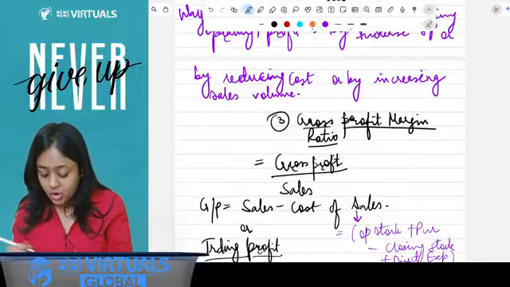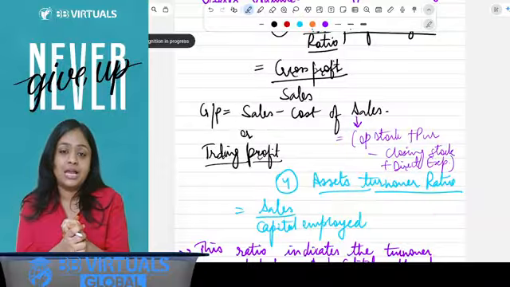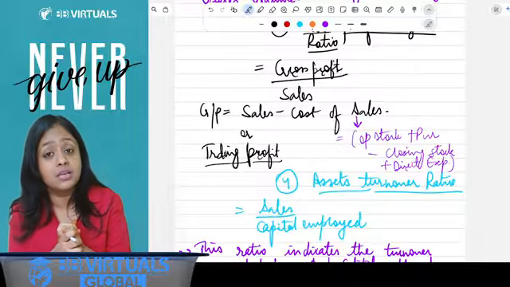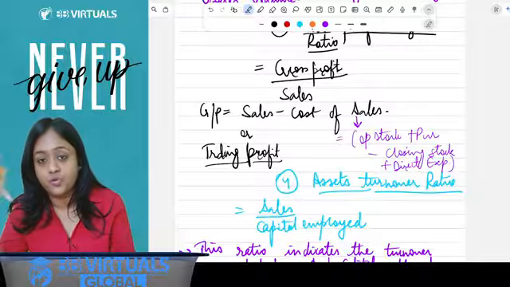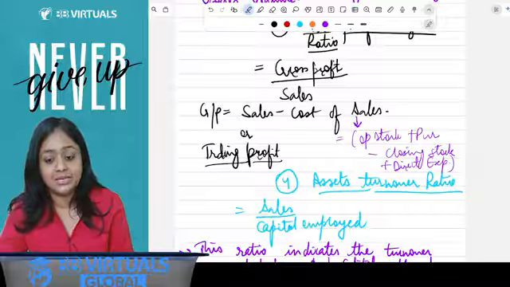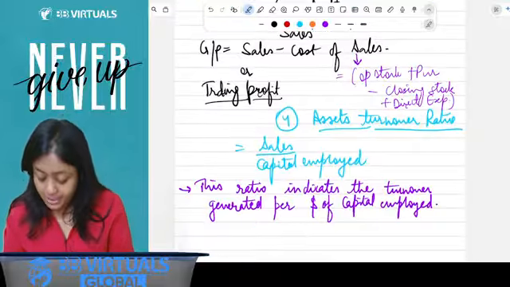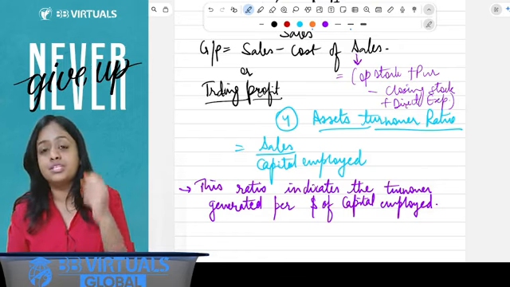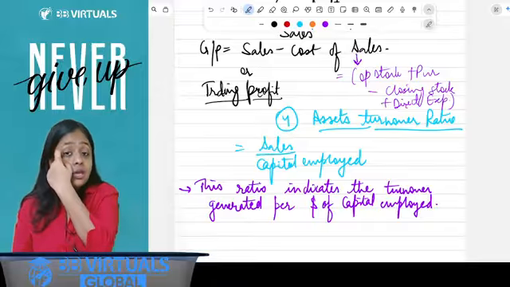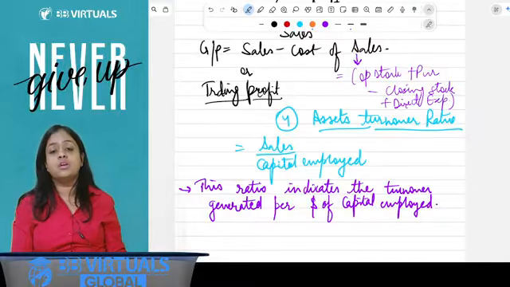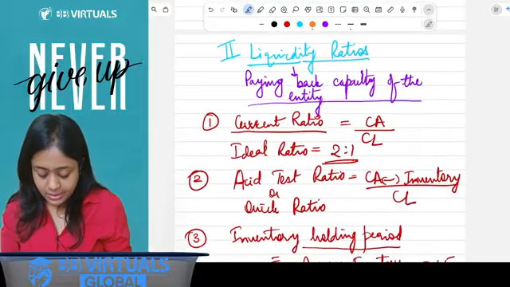Gross profit margin ratio is about sales less cost of sales. And how do we calculate cost of sales? Many times students get confused. Opening stock plus purchases less closing stock. Don't forget, if there's a direct expense, you will add that as well. Okay, and the gross profit margin is also known as the trading profit, right? Because it relates to the core trading activities of the business. In order to increase it, the entity should focus on reducing the cost and increasing the turnover. Asset turnover ratio we have already calculated.